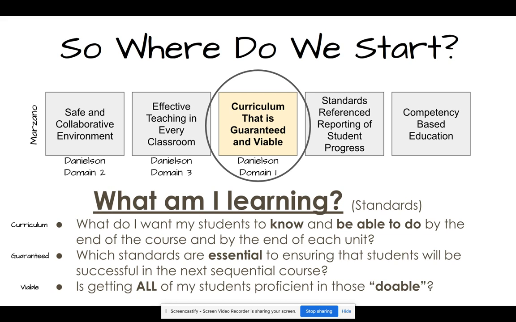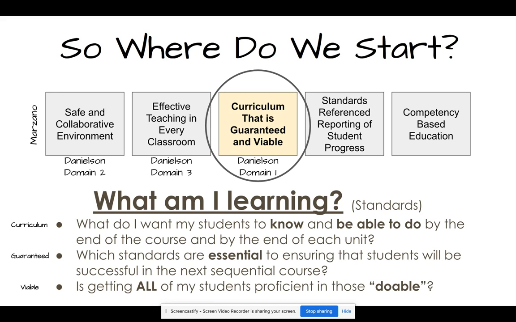It's what we want students to know and be able to do by the end of each course or by the end of each unit. It only refers to the essential standards that you are covering, not to everything that you teach. You teach a lot, but we need to ensure that kids are proficient, and we need to have evidence of that proficiency on those essential standards.